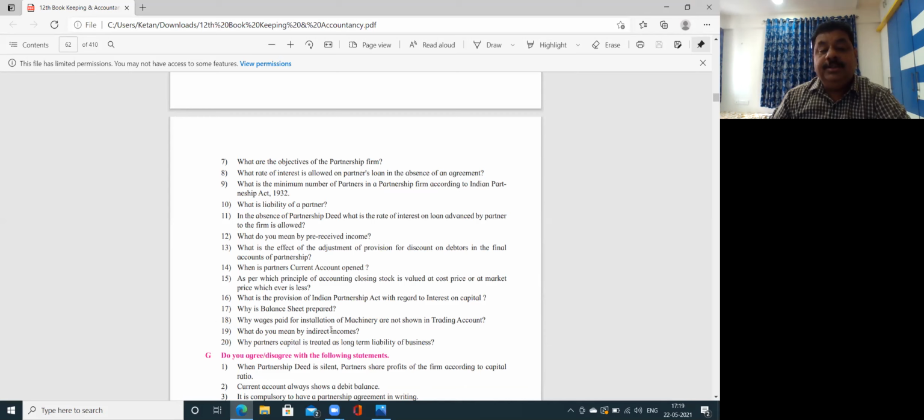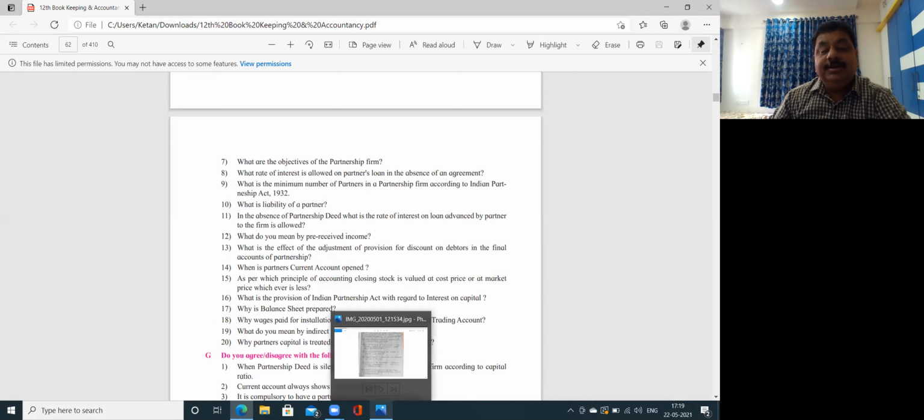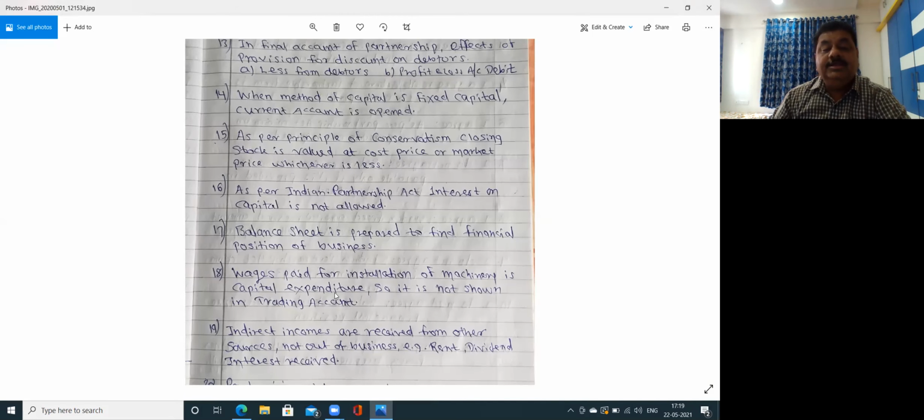Why wages paid for installation of machinery are not shown in trading account? हम लोग trading account में क्यों नहीं लिखते ये wages? Because that is capital expenditure. It is to be added in the value of machinery. Answer number 18 का आंसर देखो. Wages paid for installation of machinery is a capital expenditure. So it is not shown in trading account. Trading account के debit में वो आता नहीं है.